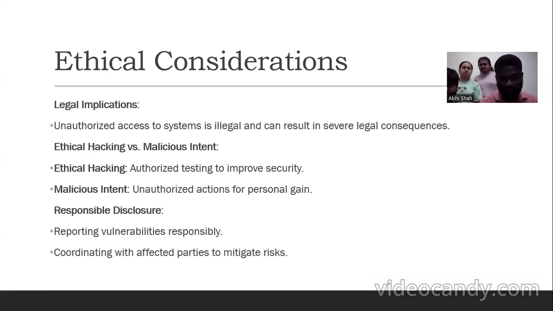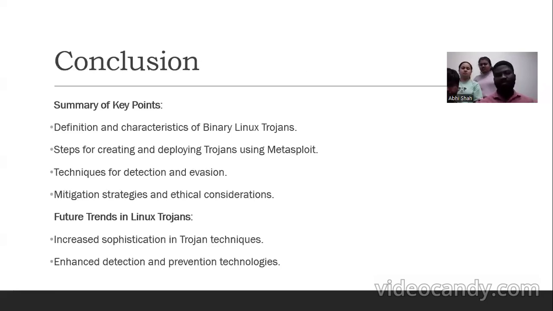Then we go to responsible disclosure, which includes reporting vulnerabilities responsibly and coordinating with affected parties to mitigate risk. And the next slide is the conclusion. My colleagues did a very good explanation of the entire PowerPoint presentation. From the conclusion, we have the summary of key points, which include the definition and characteristics of binary Linux Trojans, steps for creating and deploying Trojans using Metasploit, and techniques for detection and evasion. We talk about mitigation strategies and ethical considerations. We talk about future trends in Linux Trojans: increased sophistication in Trojan techniques, and enhanced detection and prevention technologies.